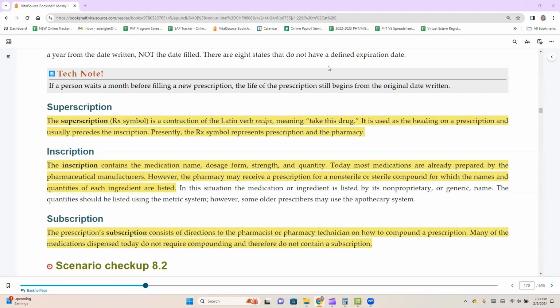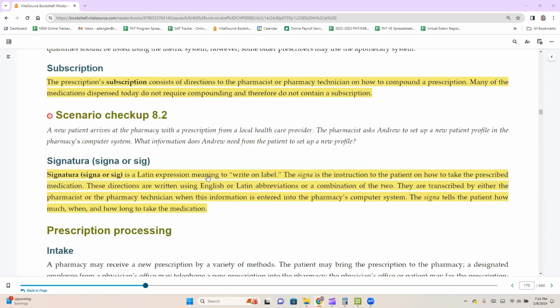Today, most medications are already prepared by the pharmaceutical manufacturers. However, the pharmacy may receive a prescription for a non-sterile or sterile compound for which the names and quantities of each ingredient are listed. The prescription subscription consists of directions to the pharmacist or technician on how to compound a prescription. Many of the medications dispensed today do not require compounding and therefore do not contain a subscription.